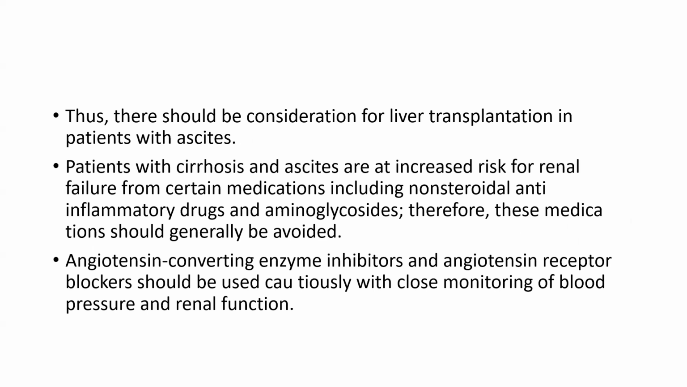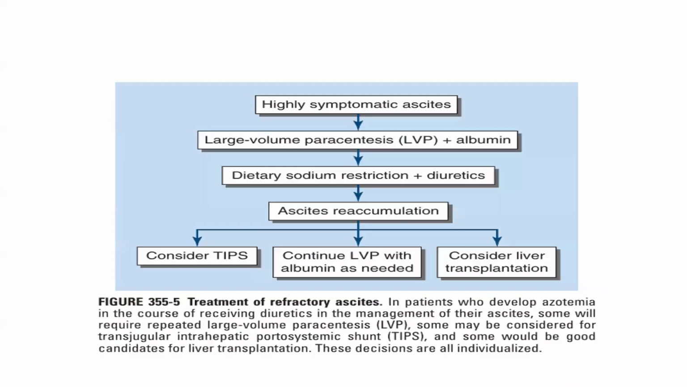The patient with cirrhosis and ascites is already at increased risk of renal failure. So we have to be very careful while prescribing certain medications like NSAIDs, aminoglycosides, and ACE inhibitors. If we are prescribing ACE inhibitors and ARBs, we still need to be very careful, because again the patient can develop renal failure. So we need to constantly monitor the creatinine and the renal function.